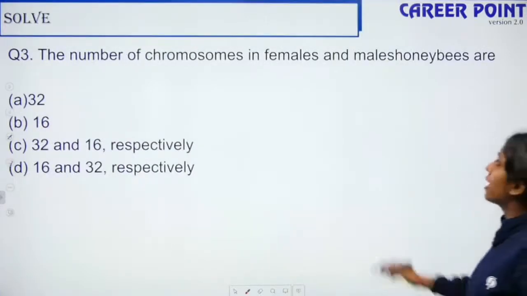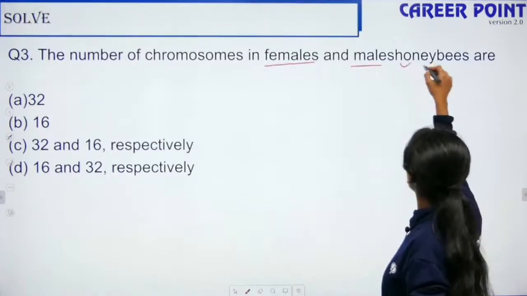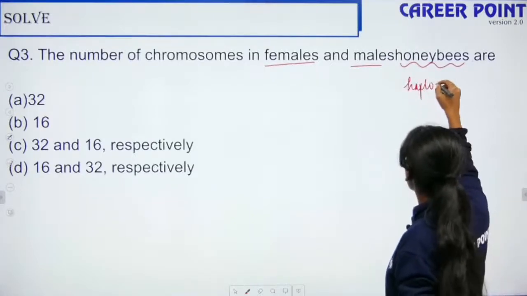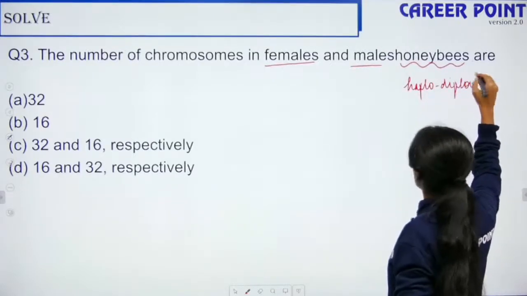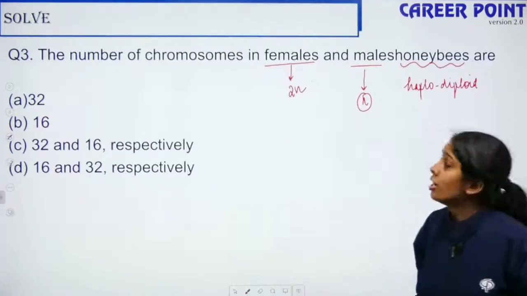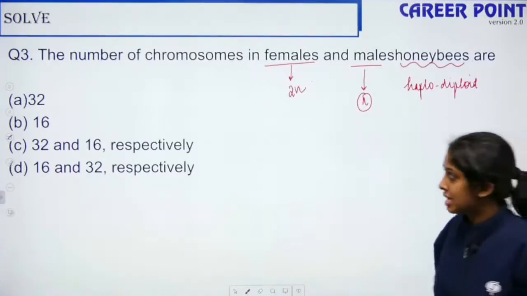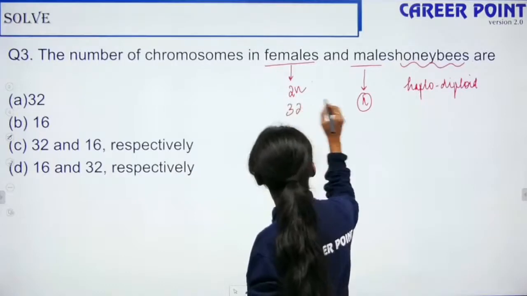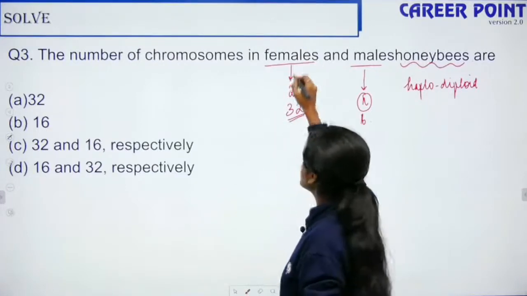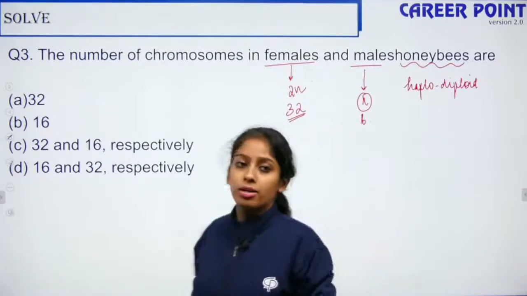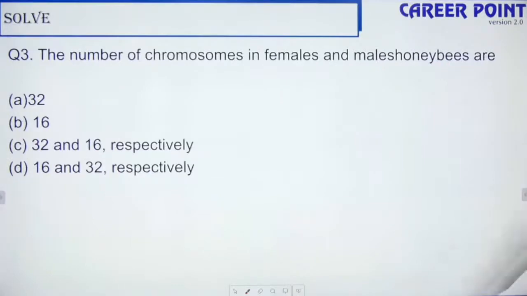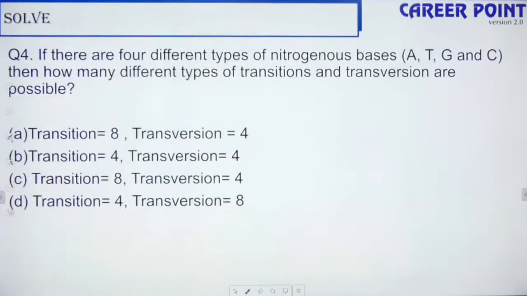The number of chromosomes in females and males of honeybees are. So in honeybees, we have haplodiploid system, right? So the males are haploid and the females are diploid. Yes, if the females are 32 then the males should be 16. You do not have to know that honeybee has 32 chromosomes. You just have to know females are 2n and males are n. So you can easily arrive at the answer. Okay? Yes. So question 4, see if you can understand.